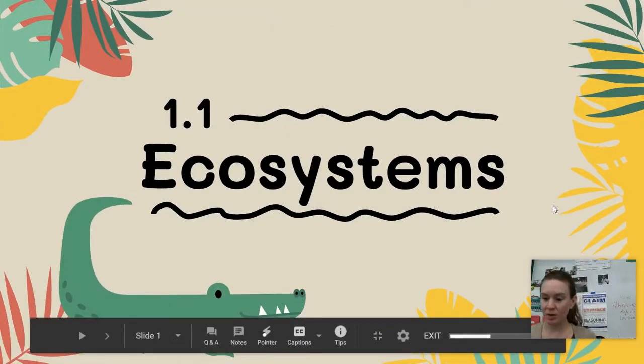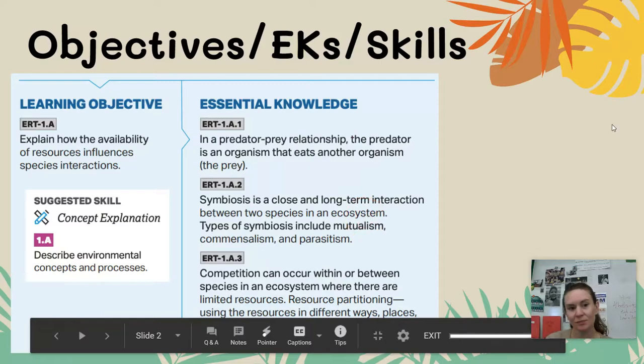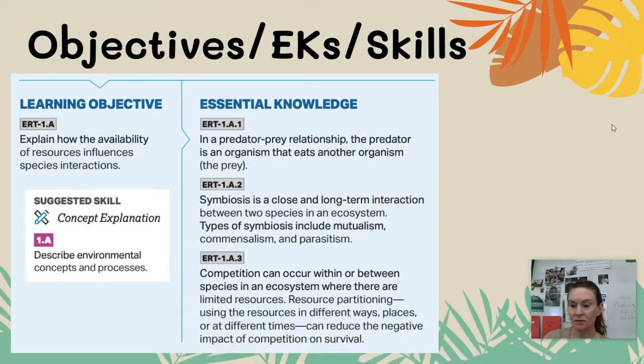Today we're going to talk about ecosystems. The learning objective: by the end of this video, you should be able to explain how the availability of resources influences species interactions. We're going to talk about predator-prey relationships, symbiosis, which includes mutualism, commensalism, and parasitism. And we're also going to talk about competition.